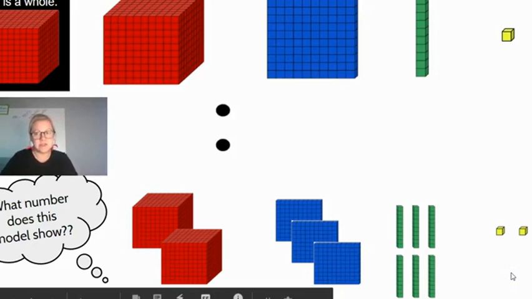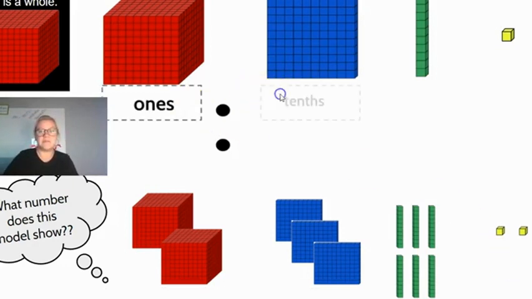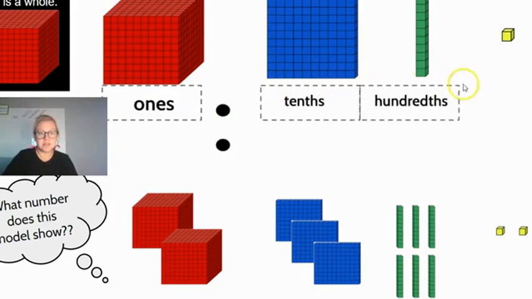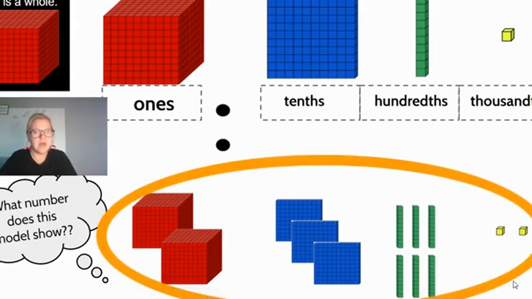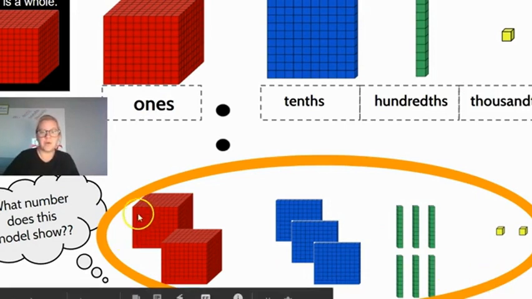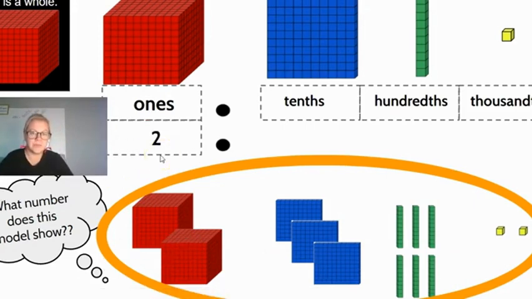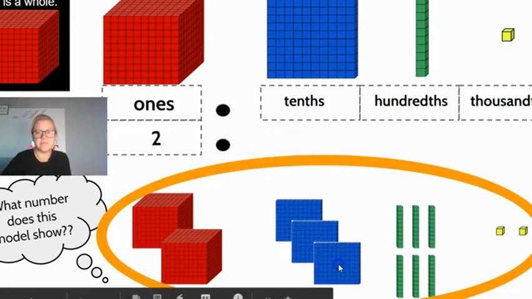So now let's use these units here, again my ones, my tenths, my hundredths, and my thousandths, to figure out what number this model, this pile of blocks down here at the bottom, shows. So let's look at these. How many of the ones cubes do we see? 1, 2. There are 2, which tells me I can put a 2 right there in my ones place value. Now I'm moving into my pieces past my decimal. How many tenths flats do we see? 1, 2, 3. So I can put a 3 in my tenths place right there.